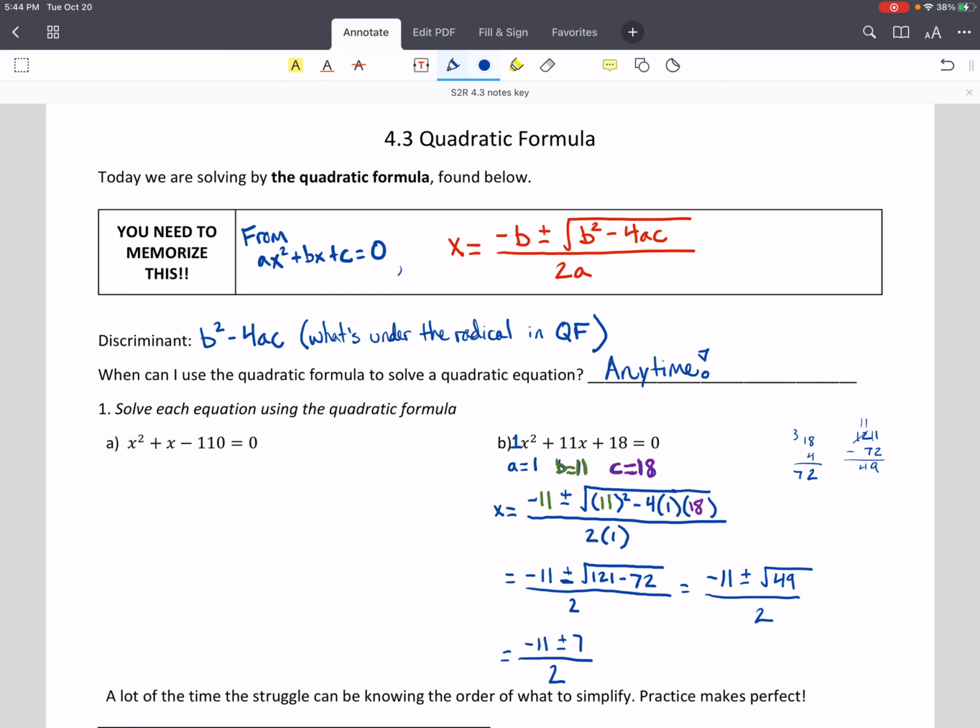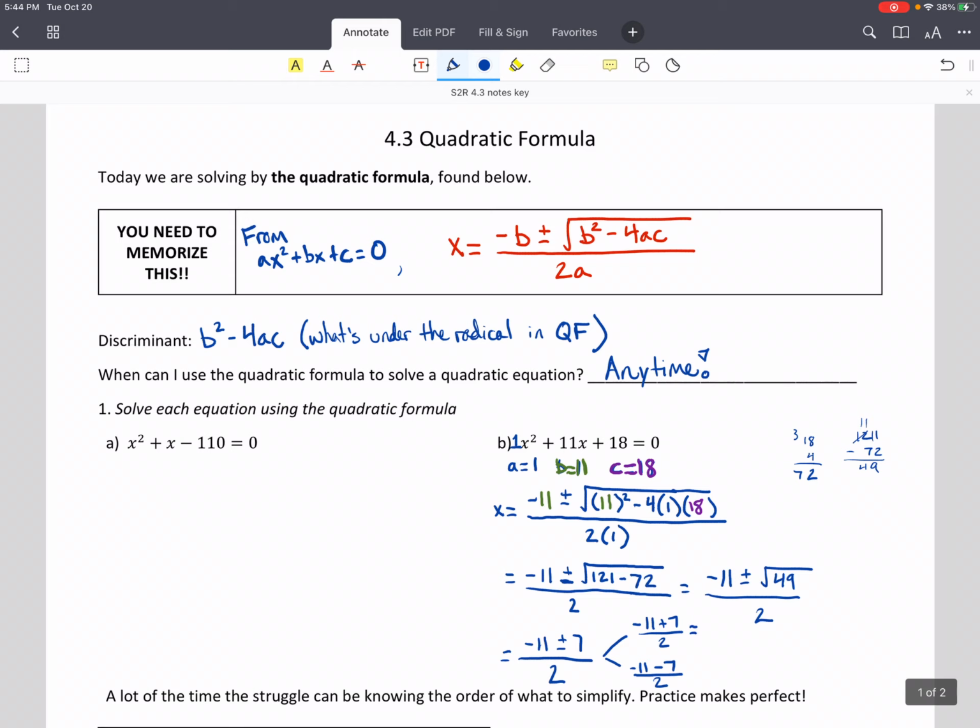And since I have that plus or minus, and I don't have radicals, and I don't have imaginary numbers, that means we can go through and choose our own adventure to simplify. Meaning, am I going to go negative 11 plus 7 and divide it by 2? Or am I going to go negative 11 minus 7 and divide it by 2? Well, joke's on you because you got to do both.